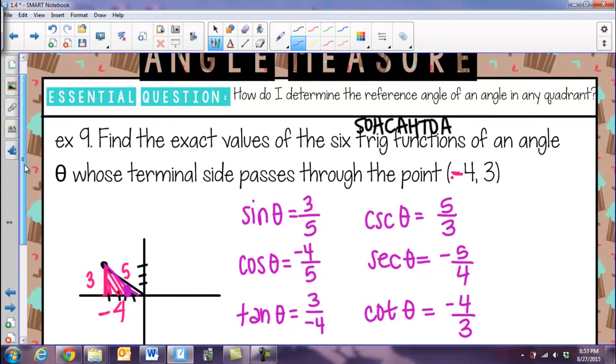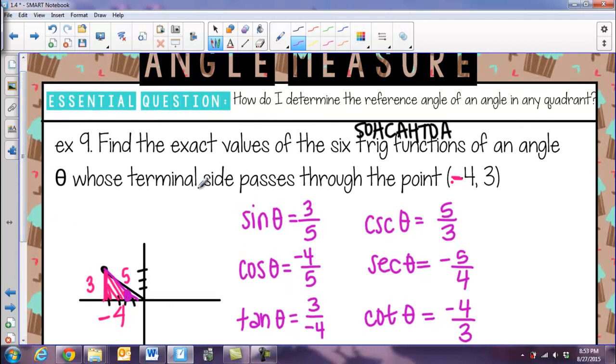Okay, so that's all about angle measure. When you're looking at angles on your coordinate plane, remember, you're trying to answer your summary, that essential question: how do I determine the reference angle of an angle in any quadrant?